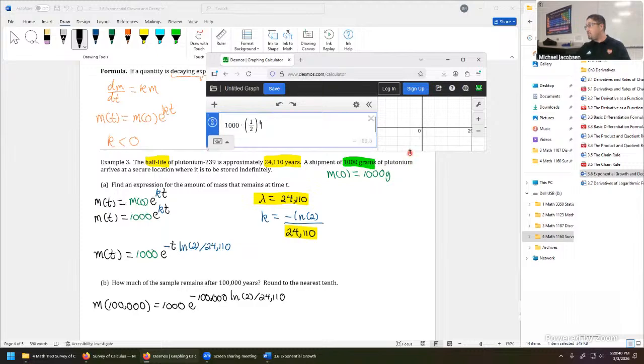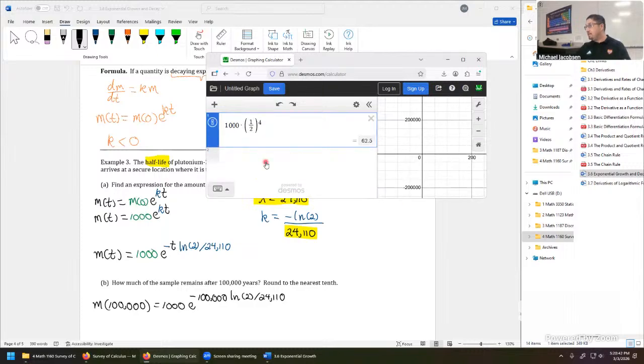Just want to put that back just for the reference on our estimation. Now let's plug in 1,000 e to the power of negative 100,000. And let me just make sure I've got the zeros lined up. That looks about right. Natural log 2 divide by 24,110. To the nearest tenth of a gram, that'd be 56.4 grams altogether.